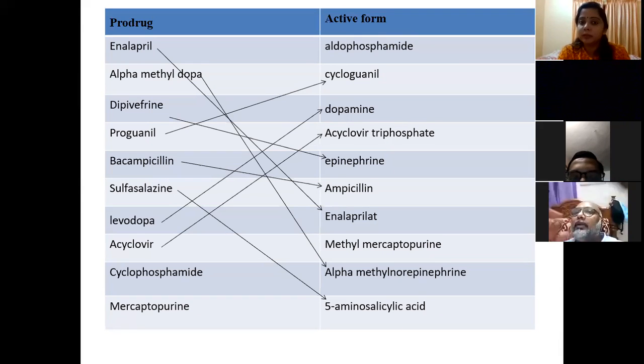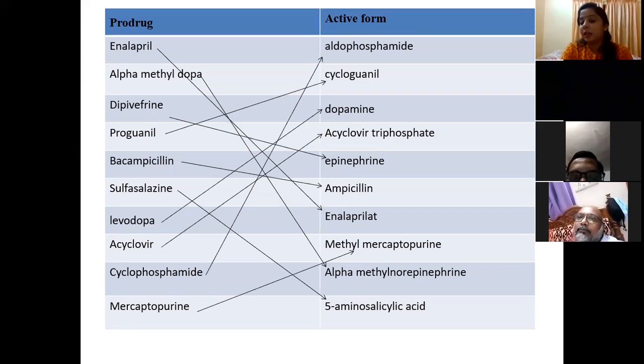Cyclophosphamide, aldophosphamide. Yes. And the last one, mercaptopurine, it is methyl mercaptopurine. They have never asked the prodrug and its active form. It is not asked like that, but you will get questions like which among the following is a prodrug, in different options.